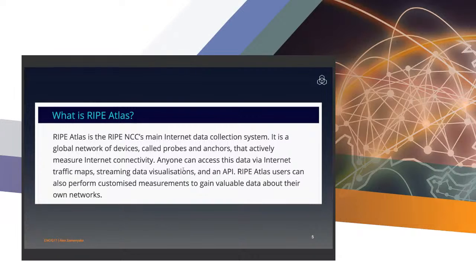Okay, so let's begin at the beginning. What is RIPE Atlas? For those of you who don't know, it is one of the largest global data collection systems. It's one of the biggest RIPE NCC's projects. It is a global network of devices. They are called probes and anchors. You can get the device and place it on your network, or you can today use a virtual machine. You can just use a software probe.